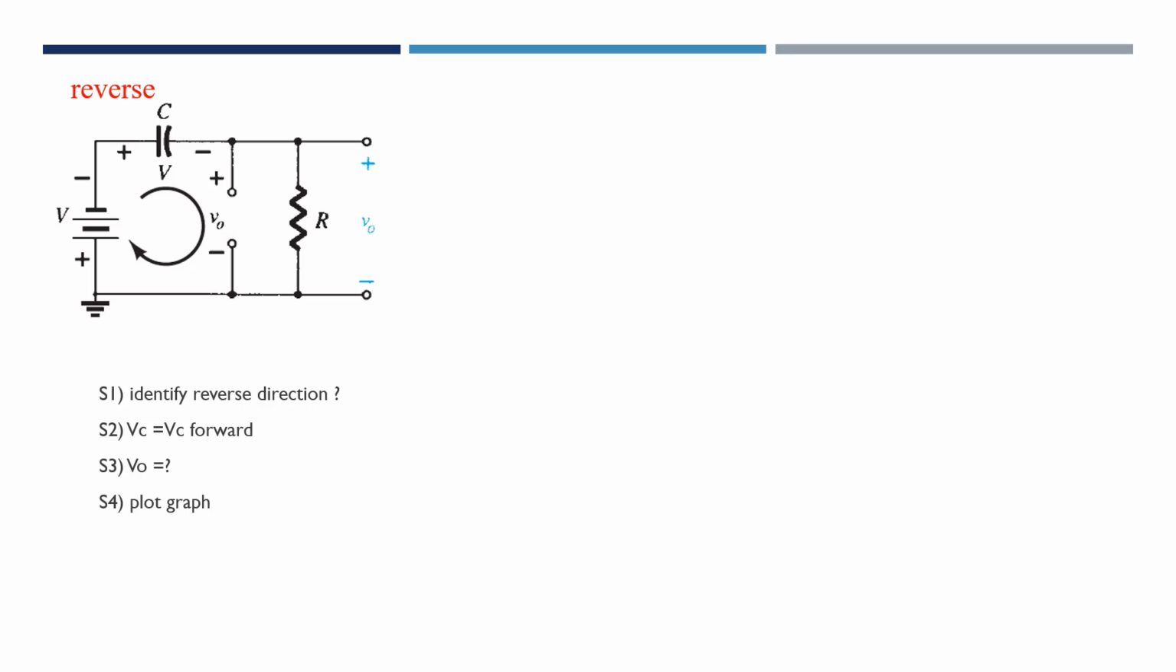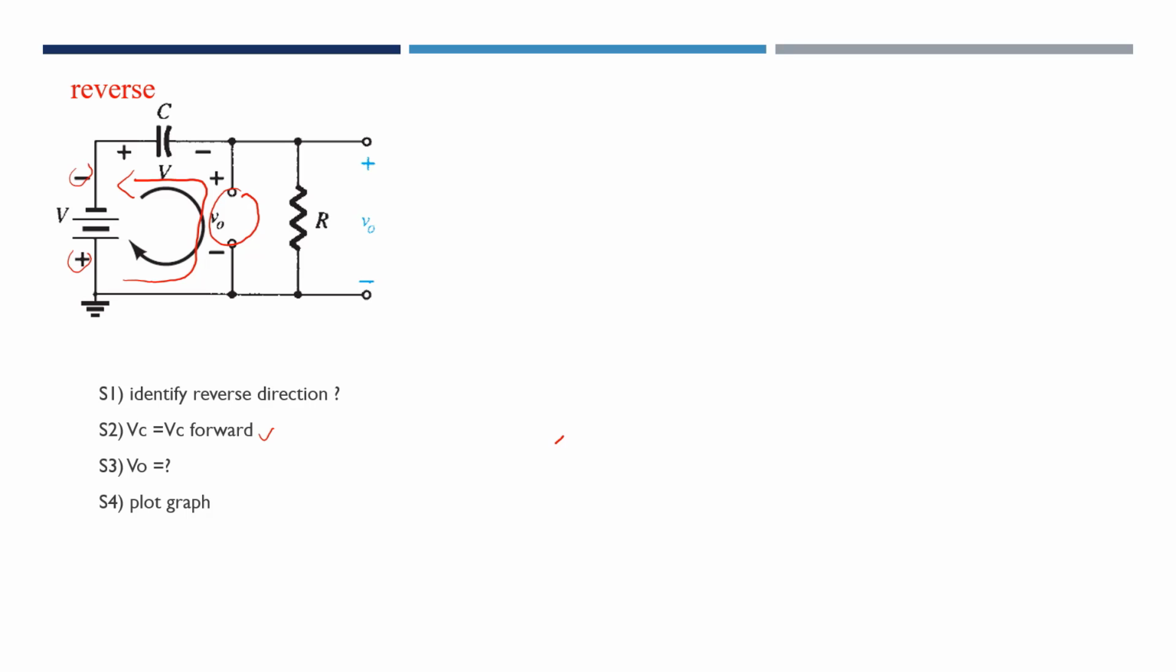Okay, now let's analyze the reverse condition. During the reverse condition, we know that our diode here looks like an open circuit. So we can remove our diode here, and it will become an open circuit. For the analysis, we need to identify the reverse direction. Again, for the reverse direction, we know that our current flows from the negative cycle. From the negative cycle, the current will flow like this, from positive to negative. Since it is the negative cycle, we need to change the polarity of our input here. Positive, negative.